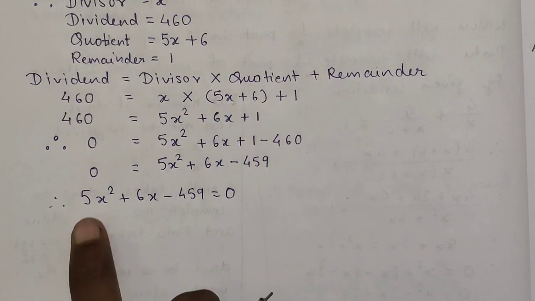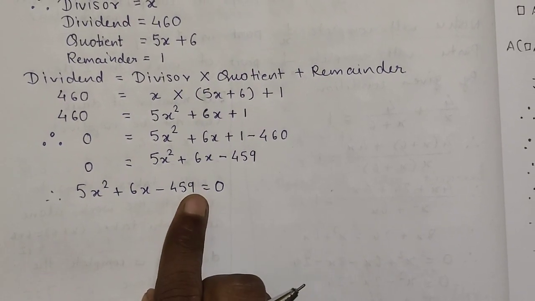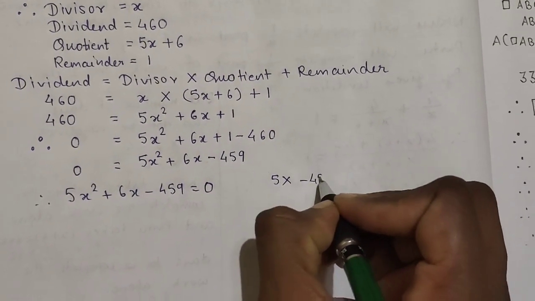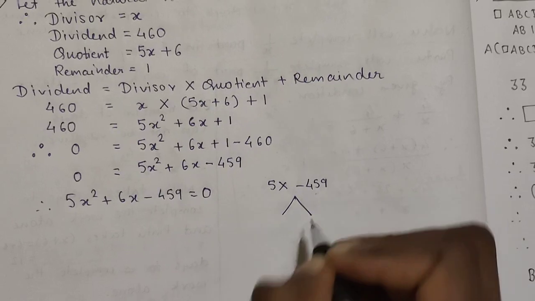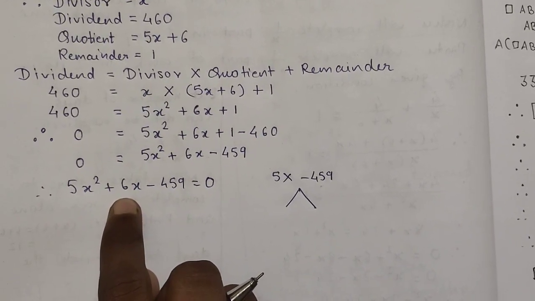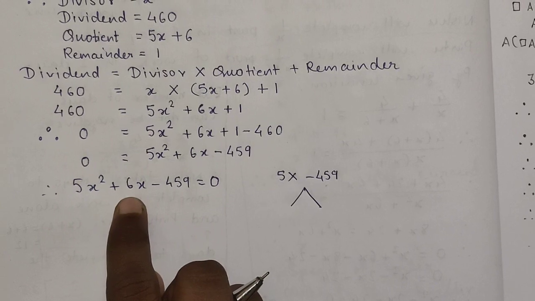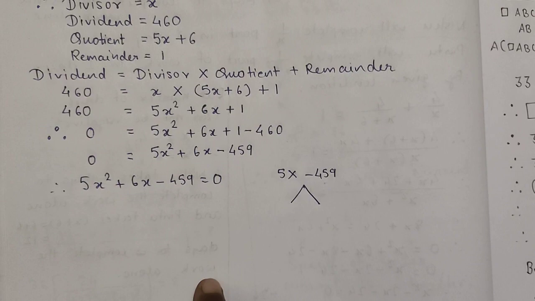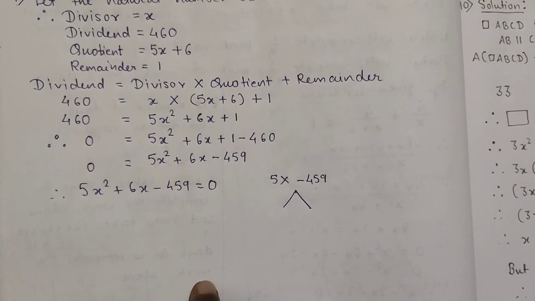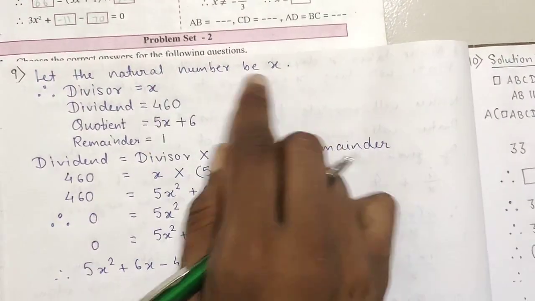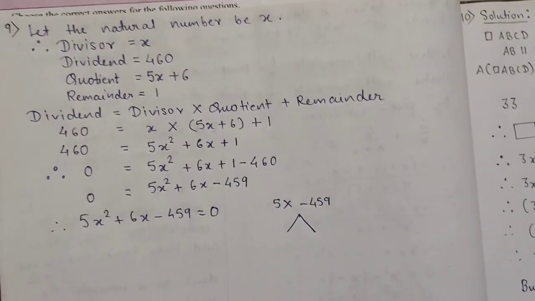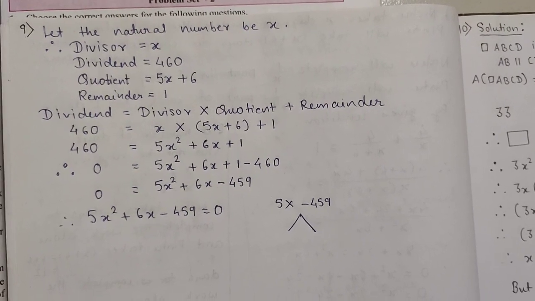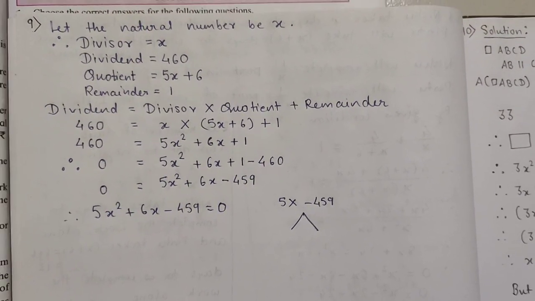Now you need to make two parts of 5 into minus 459, two parts such that their subtraction gives you 6. So that you are going to do. Students, after solving this, you are going to get two values, one positive, one negative. X is your natural number, and you know natural numbers are not negative, so you are going to neglect your negative number, and obviously your positive number will be the answer.